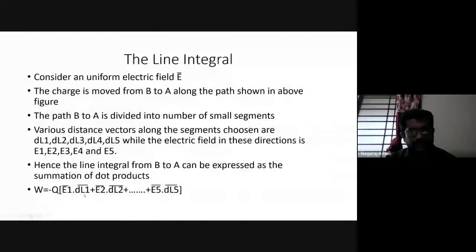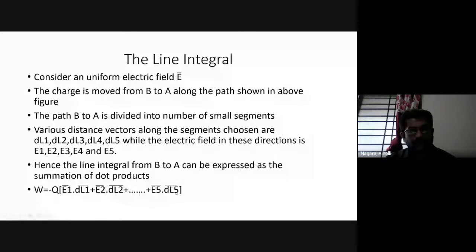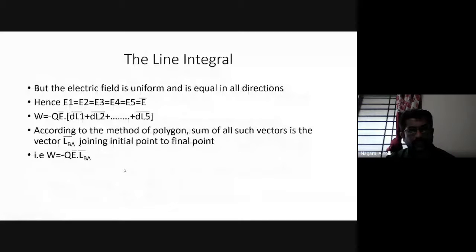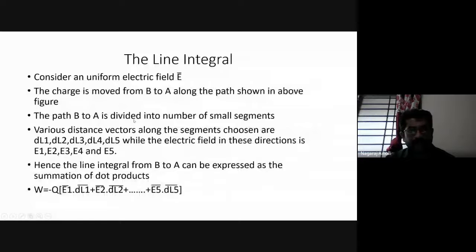So it is E bar dot DL1 bar plus E bar dot DL2 bar and so on up till E bar dot DL5 bar. E bar is common, take it outside. It will be minus Q E bar of DL1 bar plus DL2 bar and so on up till DL5 bar. That is our equation that we are getting here. W is equal to minus Q E bar dot of DL1 bar plus DL2 bar and so on up till DL5 bar. Here we are using a method called the method of polygon.